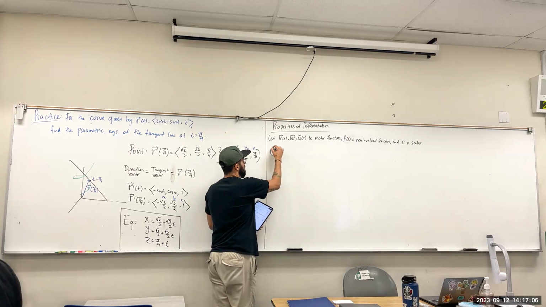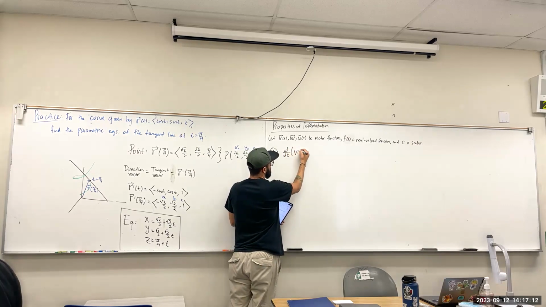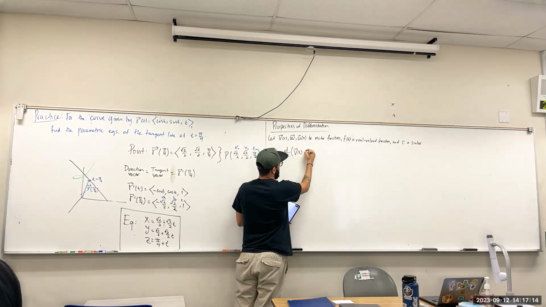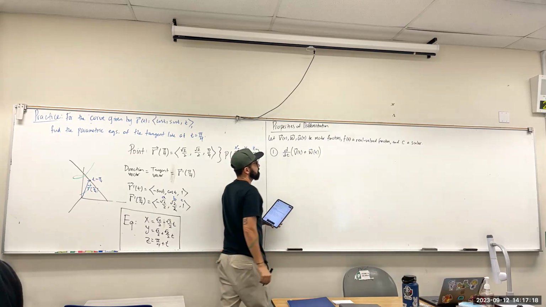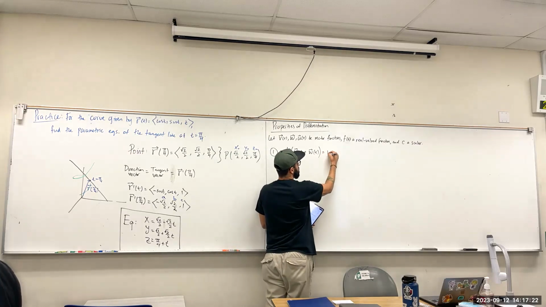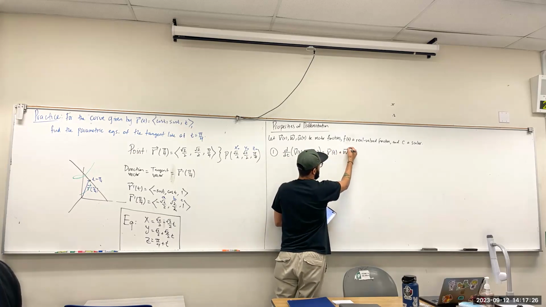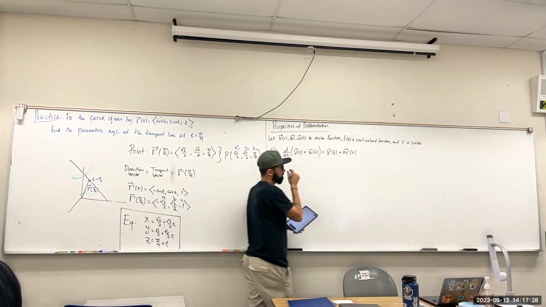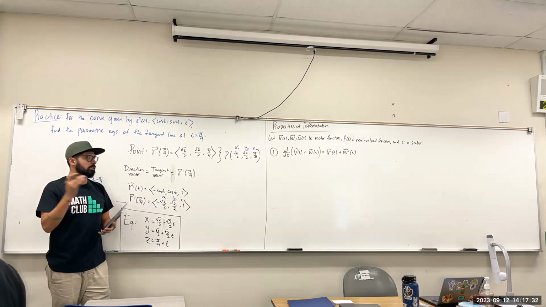So property 1 says, if I add up two vector functions and I take the derivative, then, as you learned in Calc 1, I just take the derivative of each and then add them up. Nothing too fancy. The derivative of a sum is the sum of the derivatives.